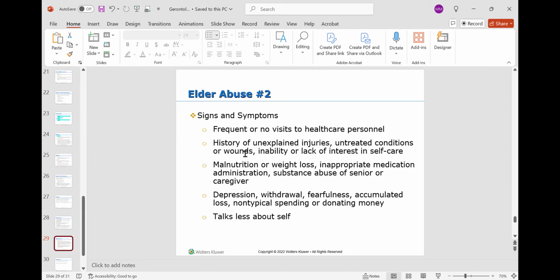Malnutrition, unexplained weight loss. That could be neglect. I can't feed you anymore. I'm done. I guess you just don't eat. Depression, older folks, if they're being cared for by somebody and there's suddenly a change in their disposition or their mood, something is probably going on.